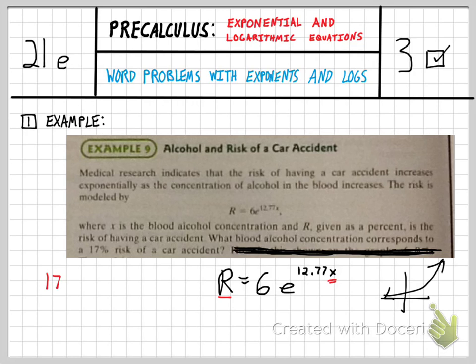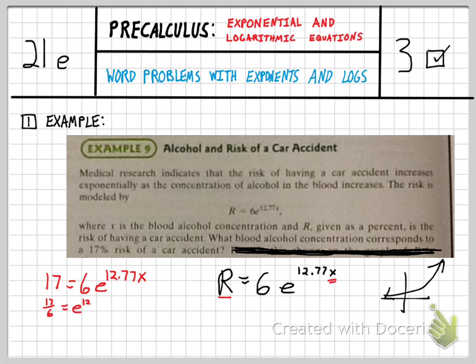So I'm going to start off by writing 17 equals 6e to the 12.77x. This should look a lot like a problem from last week where you were solving exponential equations where the x was part of the exponent. We learned that logging both sides of an equation is a good way to solve this. We also learned that isolating the exponential part first is super important. So I'm going to start by dividing both sides by 6 to isolate the e part of my formula.